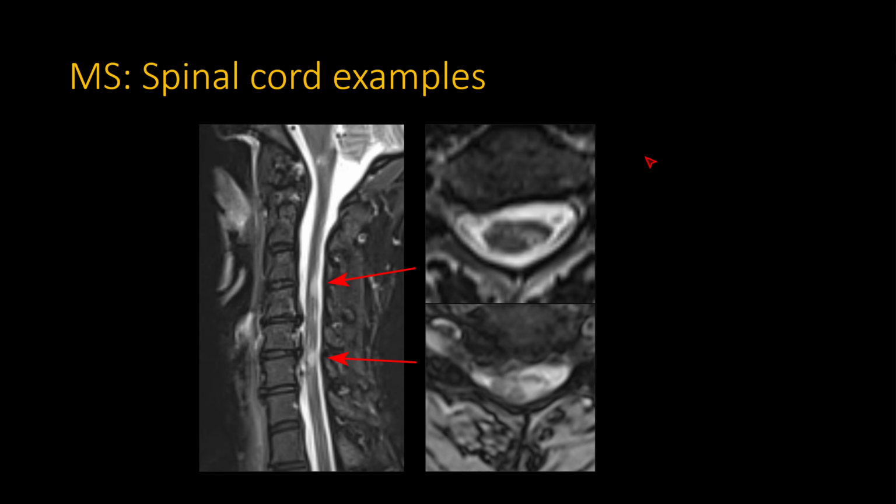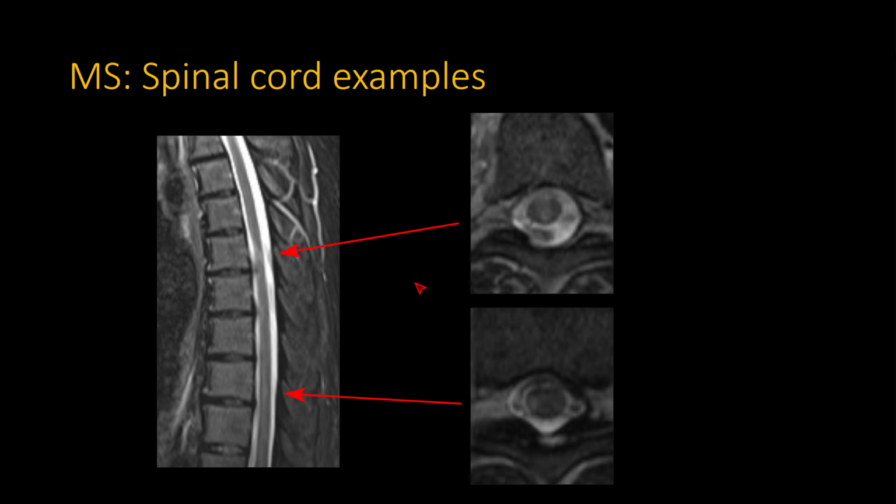I'm going to go through some examples of MS spinal cord lesions. Here's a case of MS. You have these two lesions. You're clearly seeing them on the sagittal plane, and for each of them, you're also seeing them on the axial plane. They all meet those criteria. They're short segment, they're peripheral, they're focal, and they involve less than 50% of the cord diameter. So they're pretty typical spinal cord lesions of MS in the cervical spine.